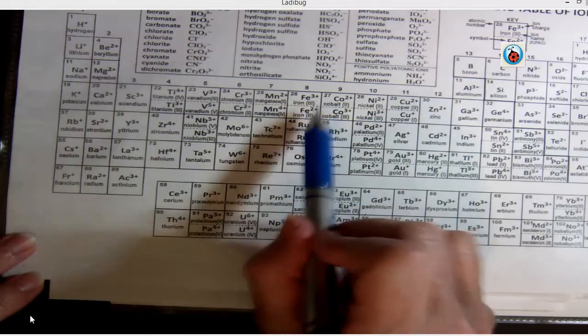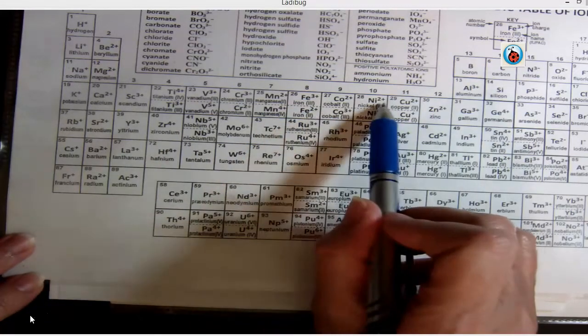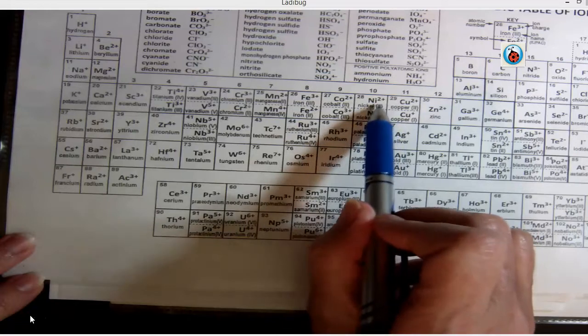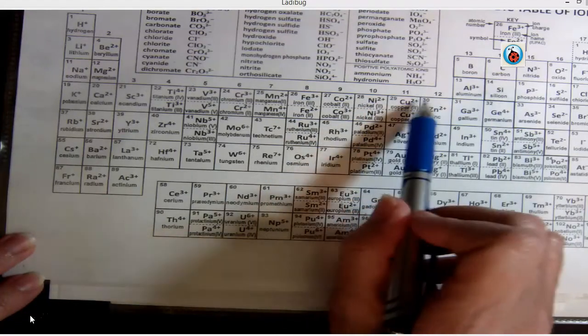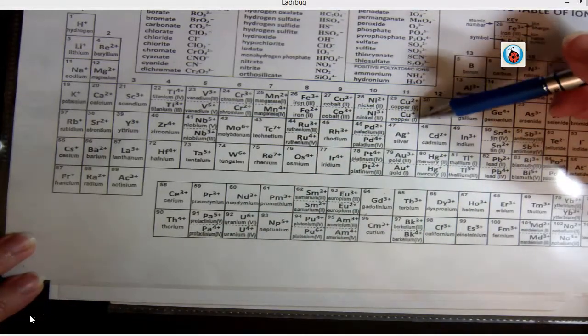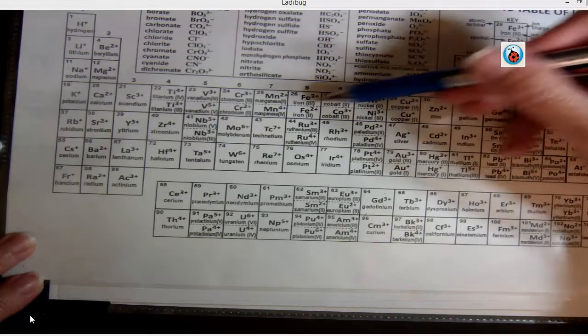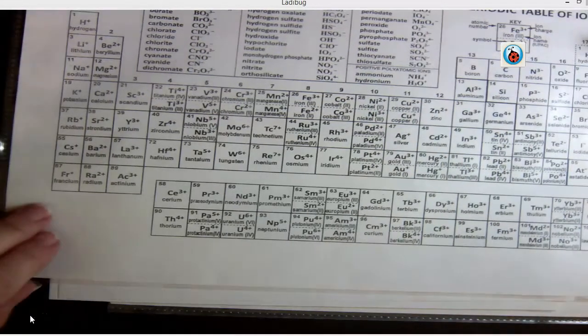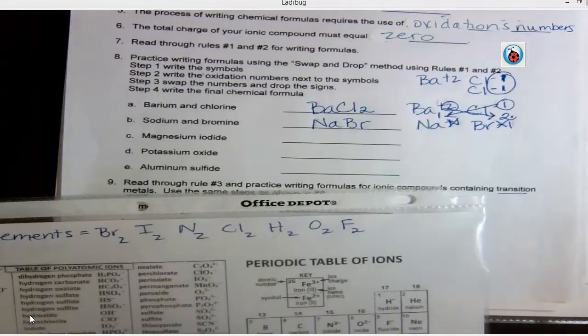There's the +3 iron, the +2 iron. There's the +2 copper, +2 nickel, the +3 nickel, +2 copper, +1 copper. How do I know which one? Well, it's telling me these Roman numerals right here correspond to the oxidation number. Notice that? Okay, so we're going to use those to write formulas.